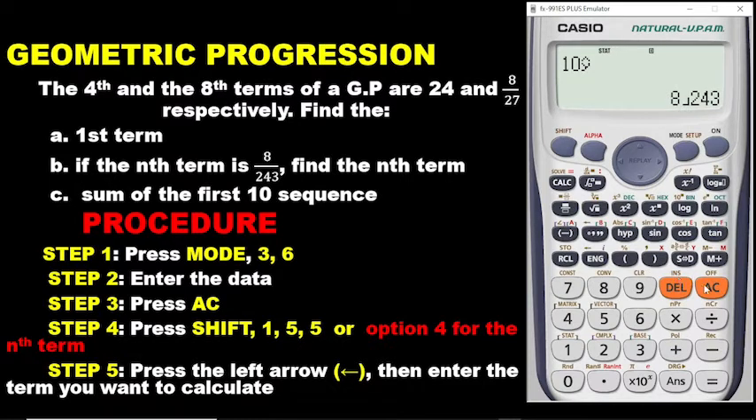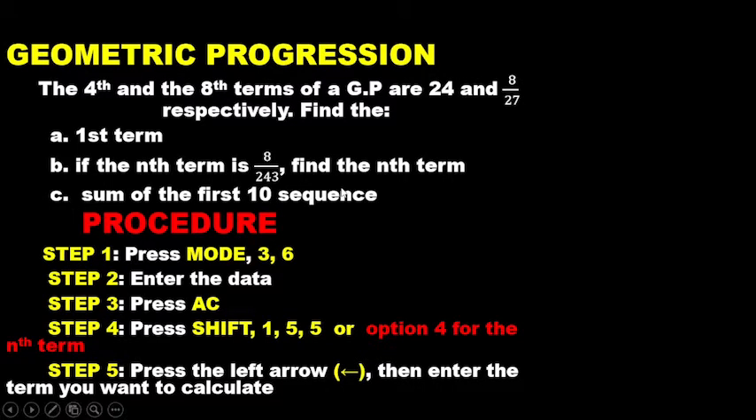Now the next thing that we do is to go to question C, and then we deal with that. The question says that we should find the sum of the first 10 terms of the sequence. First 10, meaning from number 1 to number 10. Okay, so how do you go about that?